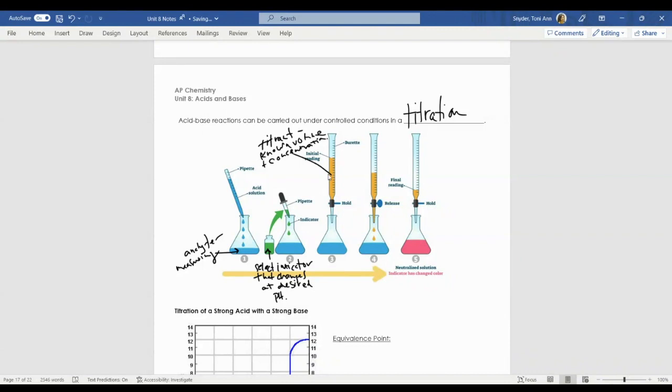So of course, I would have my unknown amounts down here with my indicator. I would open the stopcock and I would release some of that liquid, as you could see, and that volume is going to go down. So we could see the change in volume right there. Then we have our final reading. We know that this reaction is done when the indicator has changed color. So we see there that we chose an indicator that will signal to us when the reaction is over.